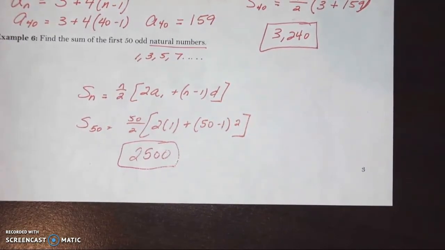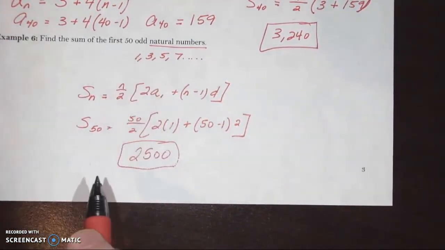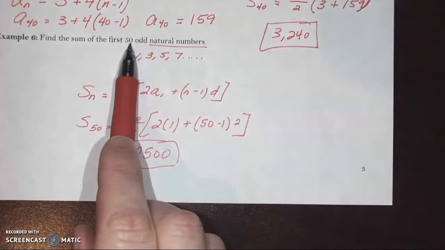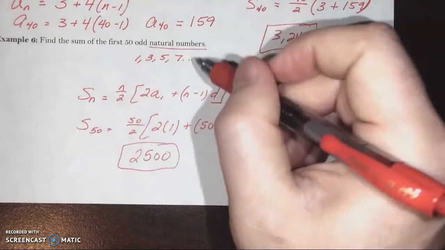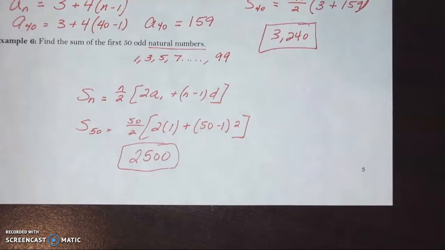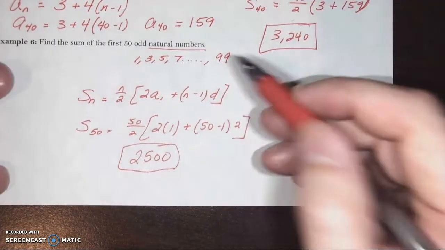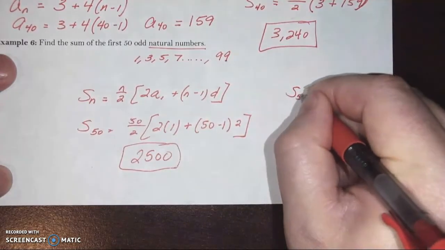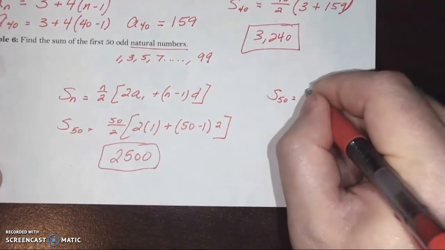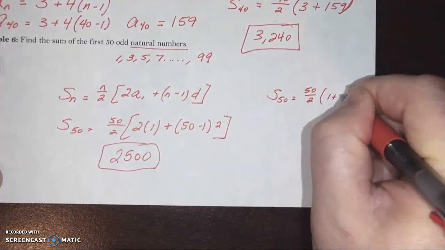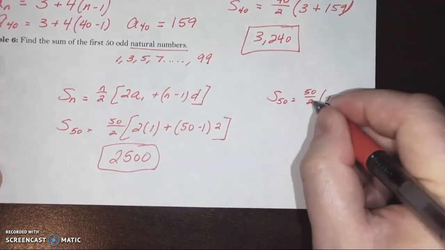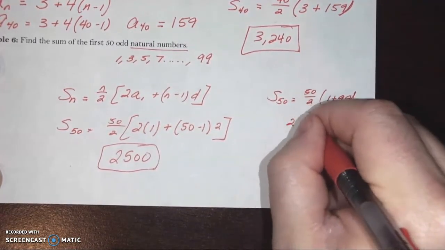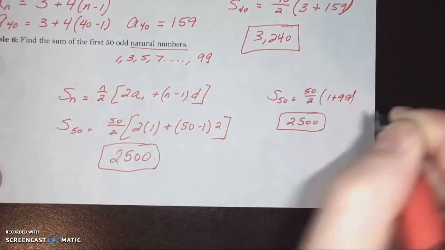Now, if you were a little bit ahead of the game, for the first 50 odd natural numbers, the last of those should be 99, if there's 50 odd and 50 even numbers from 1 through 100. That makes a lot of sense. If you were to know that, then we would do the sum of the first 50. We could say 50 over 2 times 1 plus 99. Really, we have 25 groups of 100. There you go.